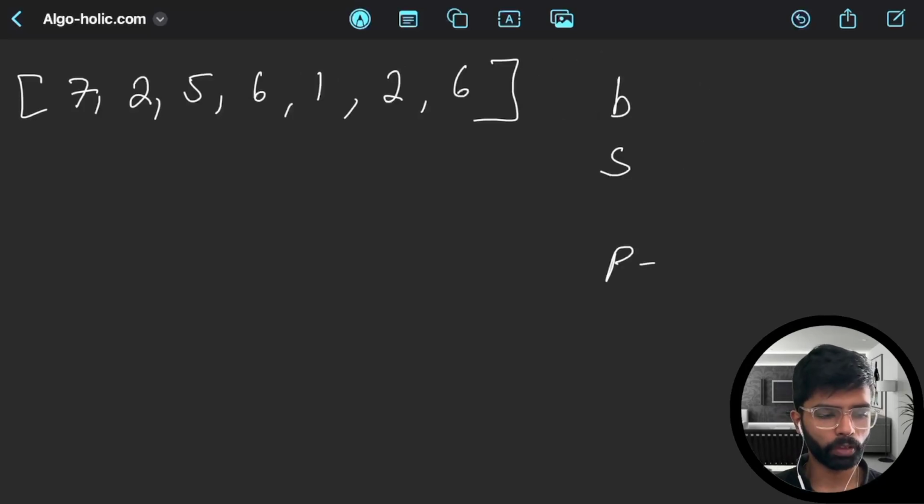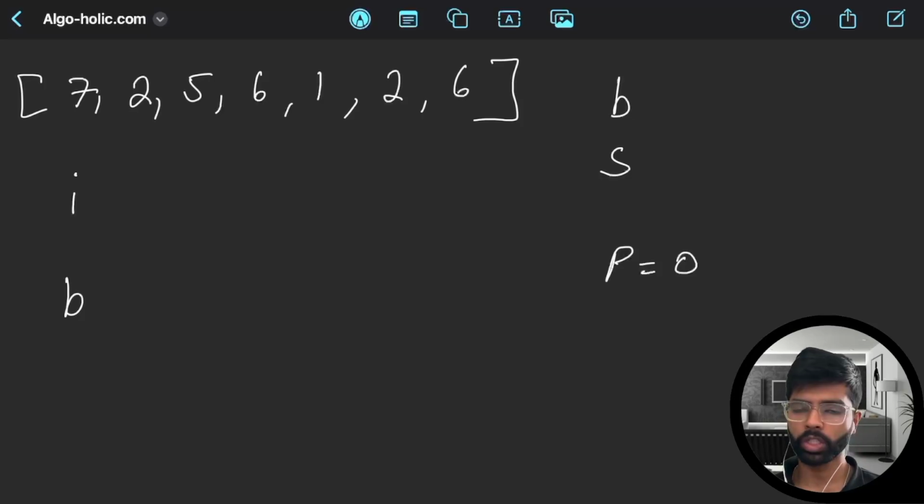We also have profit, which is going to be 0. And we have I, which is going to loop through the array. Let's say that we buy the stock at the first available price. So we're buying the stock at $7. In what scenario would we like to change this particular decision? We would like to change this when we find a better buying price for us. So a price which is lower than 7. Let's see if we find that.